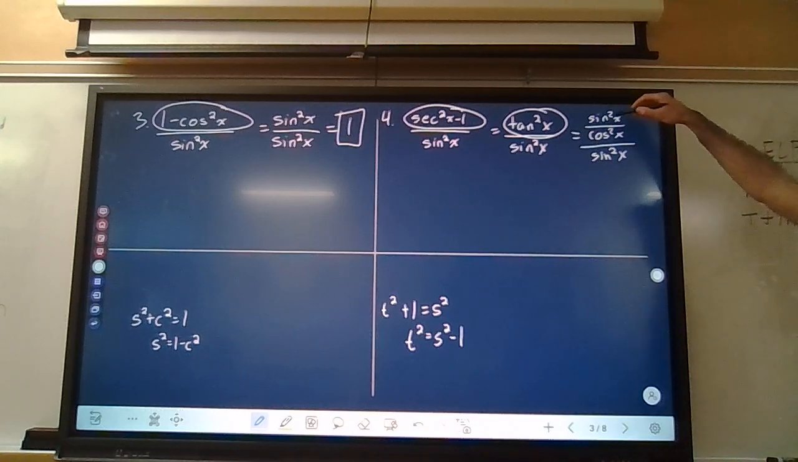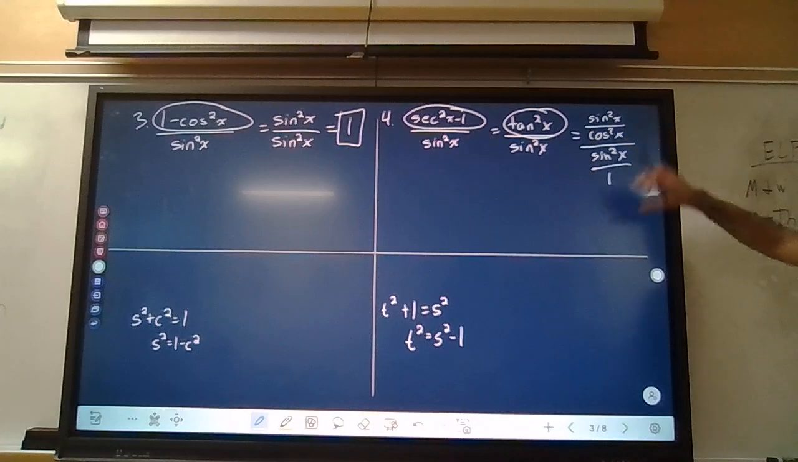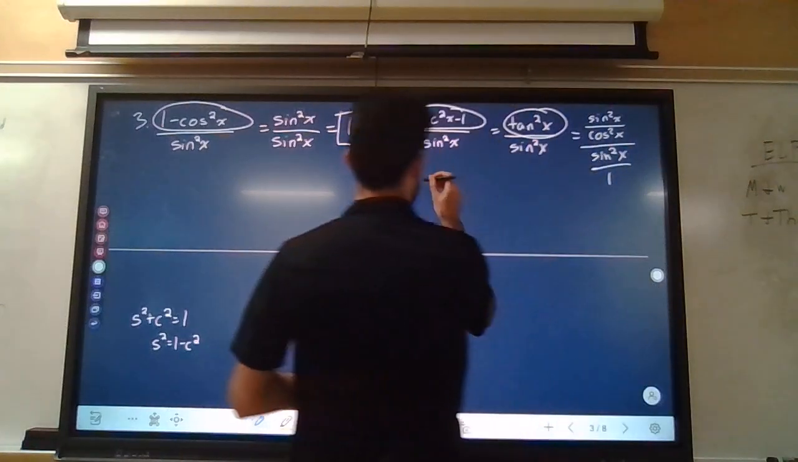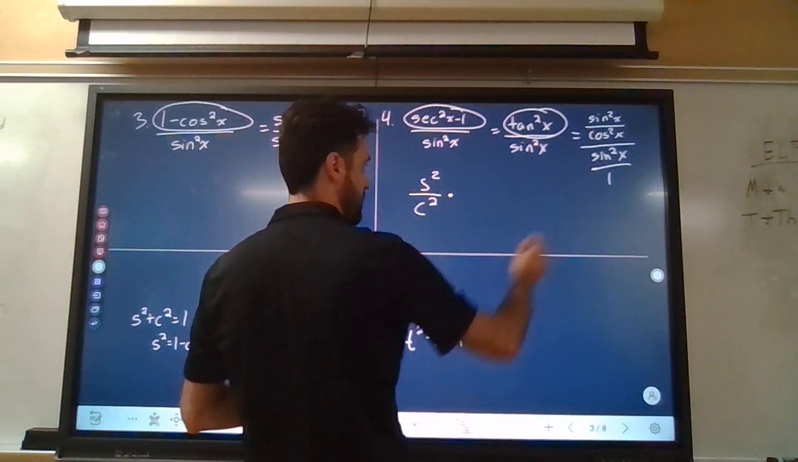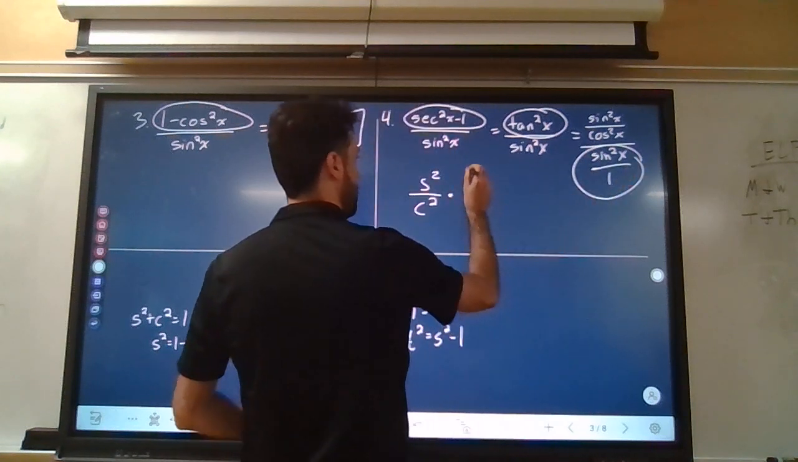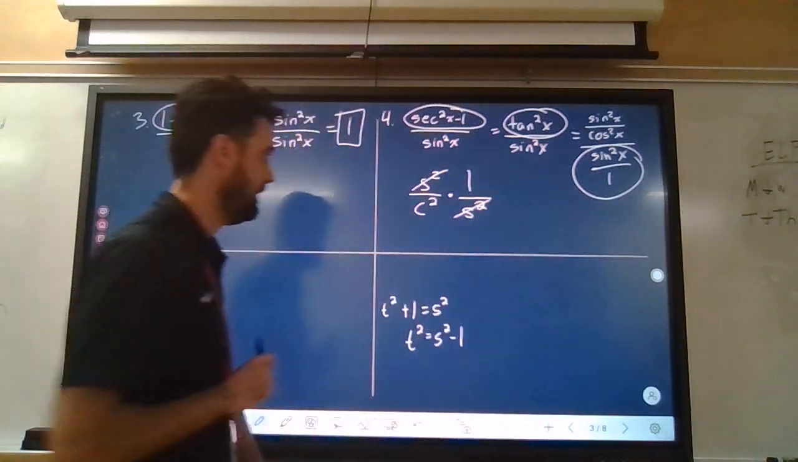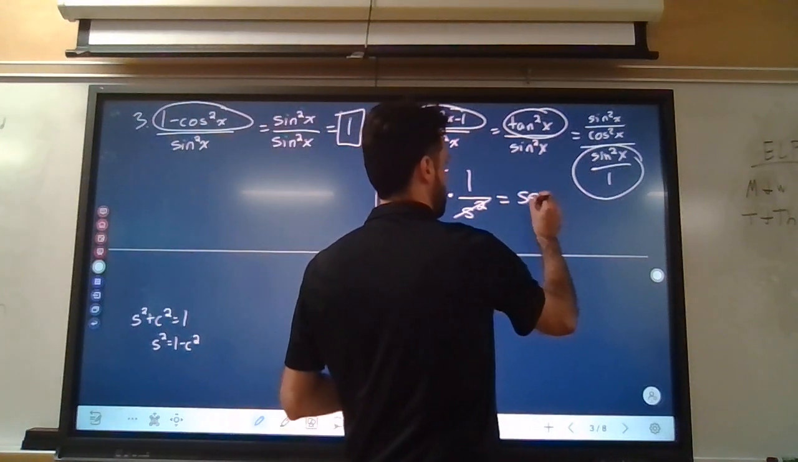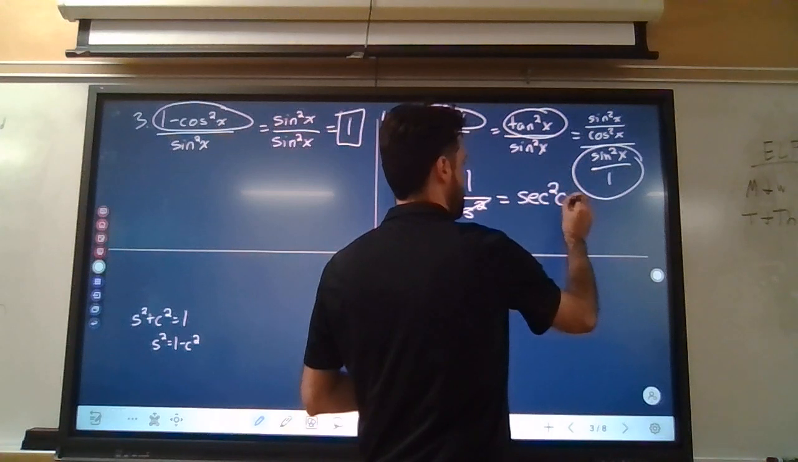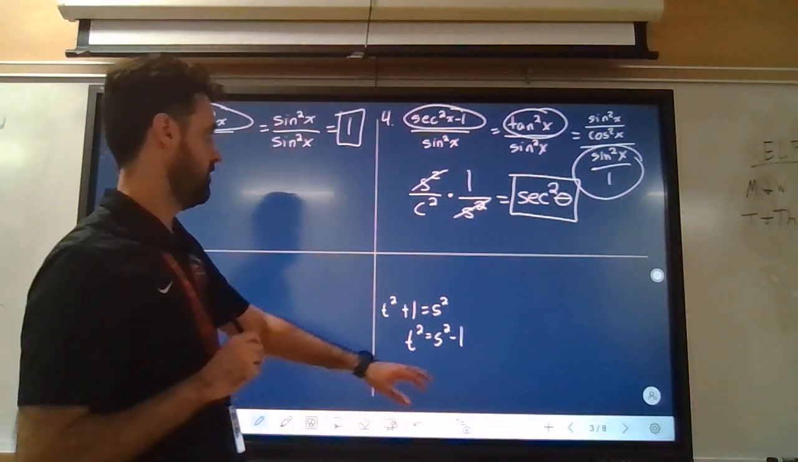Now, some people do know we can cancel the sine squareds because it's in the numerator of the numerator and the numerator of the denominator. But if that is confusing, we're just going to do keep, change, flip. So let's keep, I'm just going to write this as s squared over c squared, sine squared over cosine squared. Change it to multiplication and flip this bottom fraction right here. Make it a 1 over sine squared. Our sine squareds cancel, leaving us with 1 divided by cosine squared. And dividing by cosine is the definition of secant. So this is secant squared of, I put theta instead of x, but secant squared of x. All right, so that's the answer to number 4.